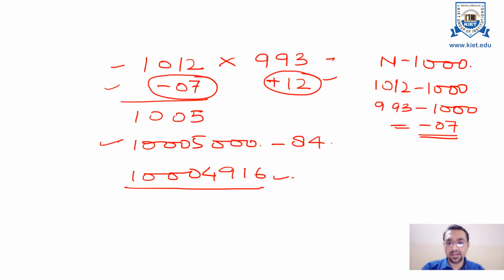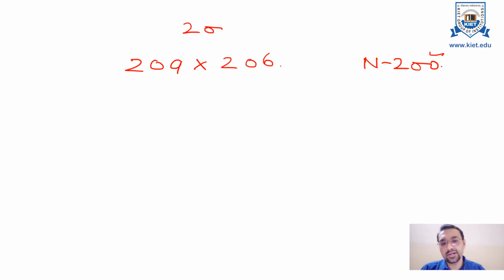Next we are going to move to taking two numbers which are close to 200. So let's say I have taken two numbers 209 and 206. The steps remain same. First you have to find out the n minus 200. Why 200? Because now the base is 200, these two numbers are close to 200. So 209 minus 200 will give you 9. Similarly 206 minus 200 will give you 6. Now add these two numbers, so 209 plus 6 will give you 215. In both the cases you will get the same number.